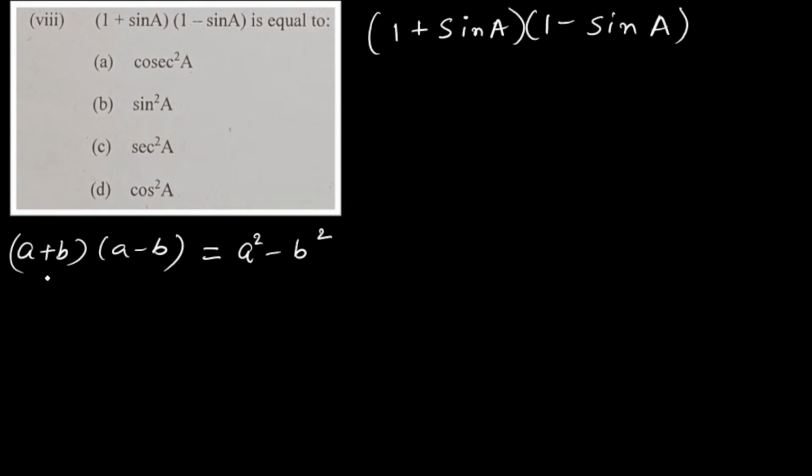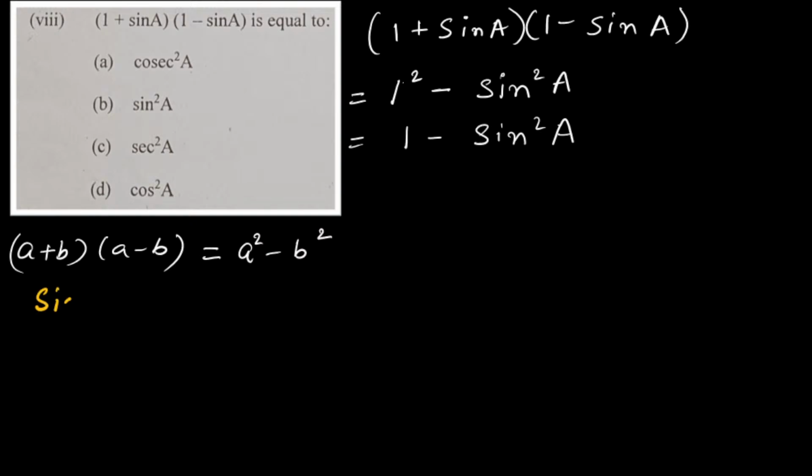So this form is given to us, A plus B into A minus B. We can write it in the A square minus B square form. So A is 1 and B is sine A. So 1 square minus sine square A, and 1 square is 1 only, so 1 minus sine square A. Again our mind should go to square relations. Square relations we have done.